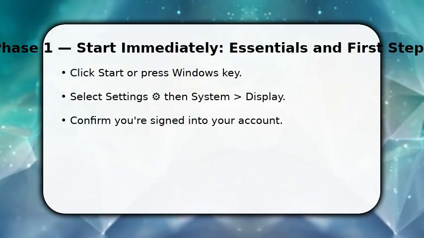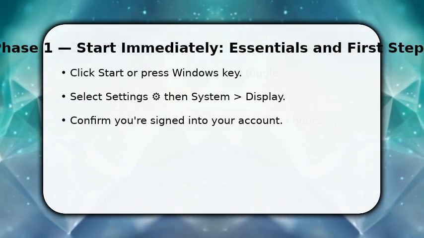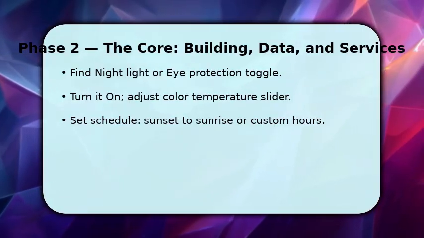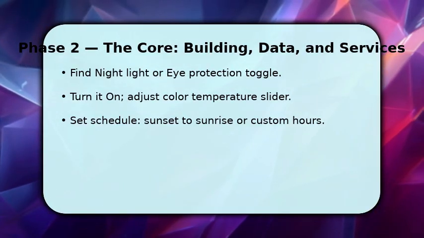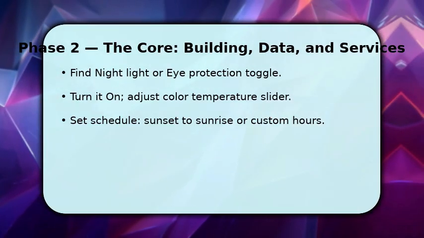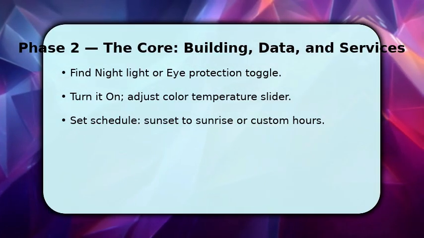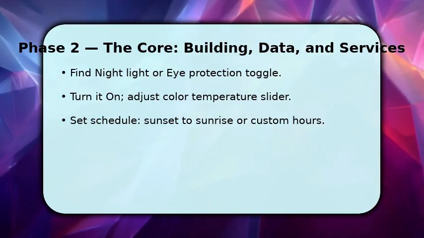You now enable eye protection, labeled night light in many builds, to shift color toward warmer tones. Toggle it on, then use the color temperature slider to reduce blue light. Warmer equals less strain. Once the slider feels comfortable, open Schedule and choose sunset to sunrise for automatic changes or set custom hours for your routine.